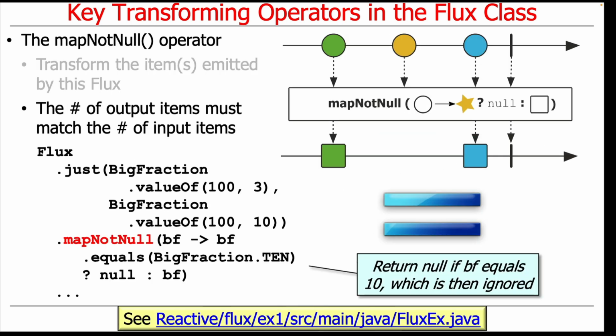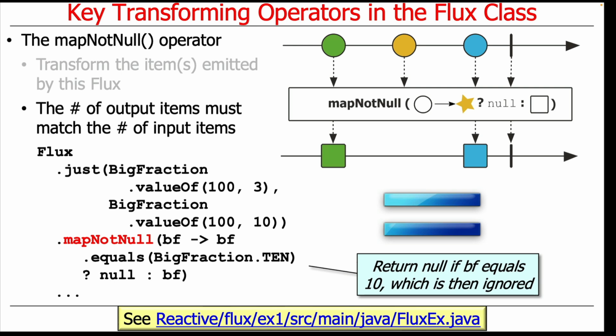Here's a very simple example, which you can take a look at if you want to. It's in this link at the bottom of the slide. So just for fun, we're going to generate a bunch of big fractions. Actually, I think we have two big fractions. One will have the value of 10 over 3, and the other is 10 over 10, which would be 10. And then we're going to use mapNotNull, and this is kind of a crazy example done mostly just to show the point. We're going to see whether the big fraction we get just equals the value 10, and if so, we're going to generate a null, because we can. And otherwise, we just pass the big fraction.